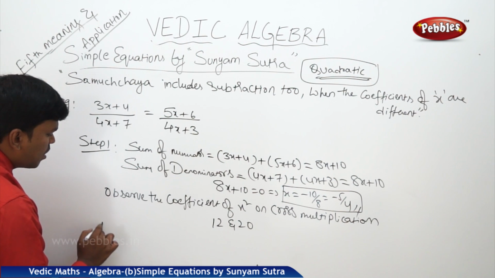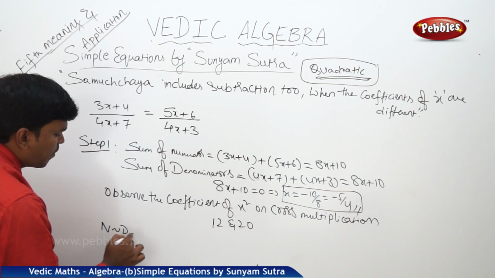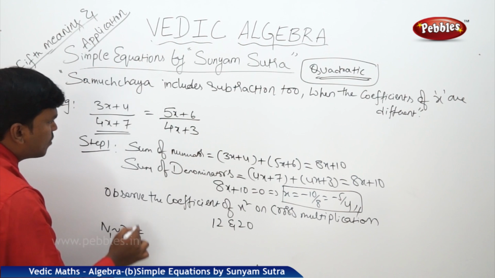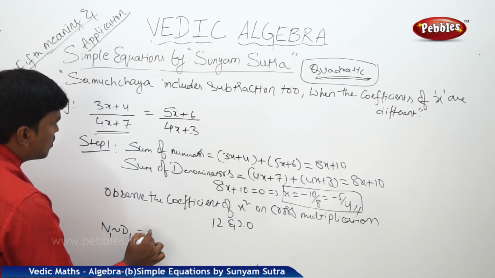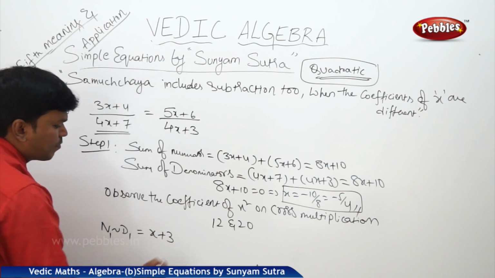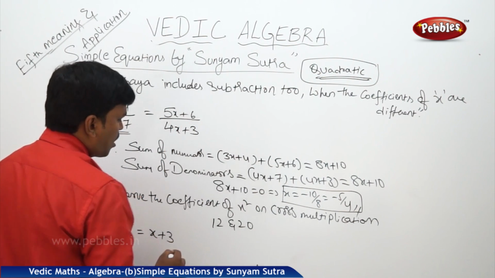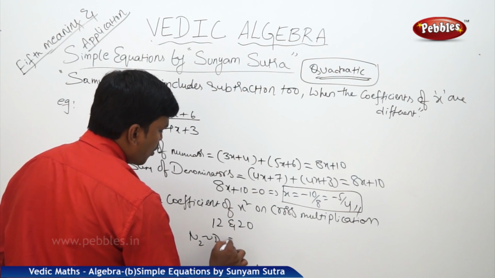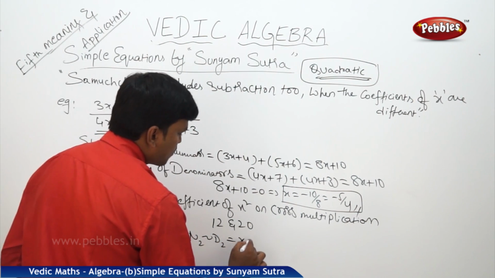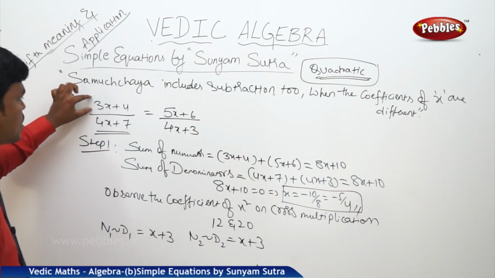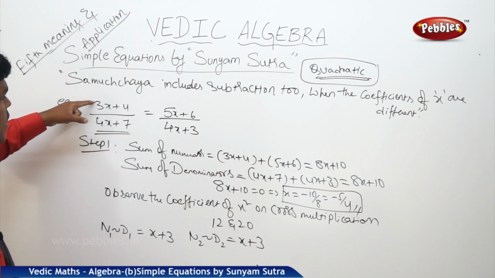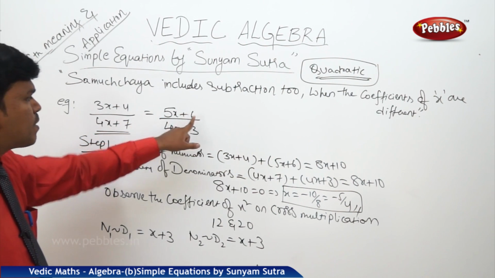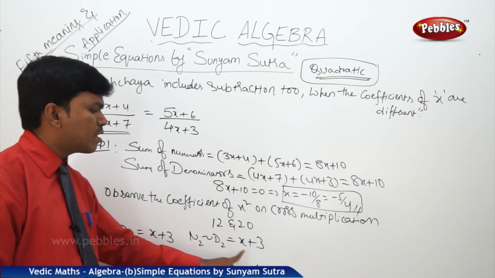So what is the difference here? N minus d, n1 minus d1. First I will see the term 1. What is the difference here? It is x plus 3. On the other side, it's n2 minus d2, how much? Here also x plus 3. If you observe 4x plus 7 minus 3x plus 4, how much? X plus 3 is the difference. Here also 5x plus 6 and 4x plus 3, what is the difference? X plus 3.